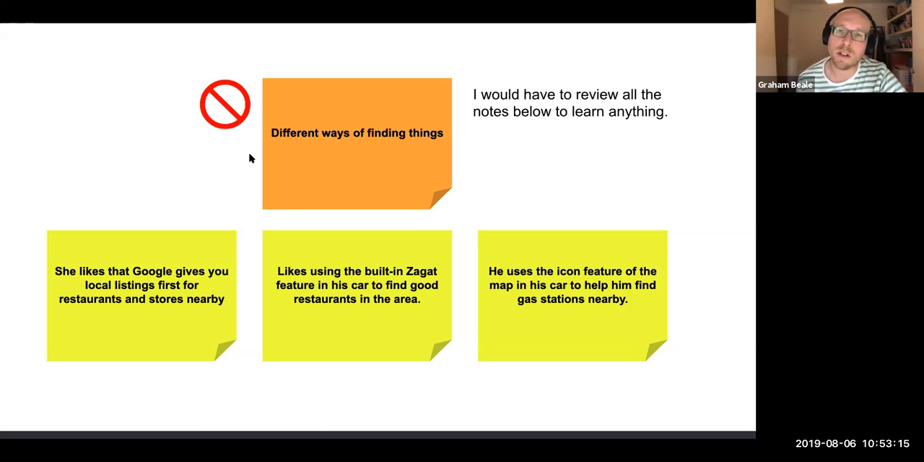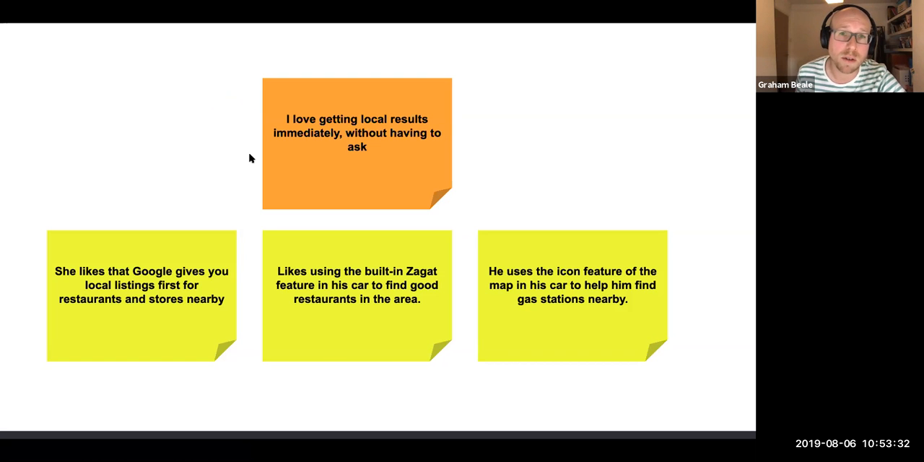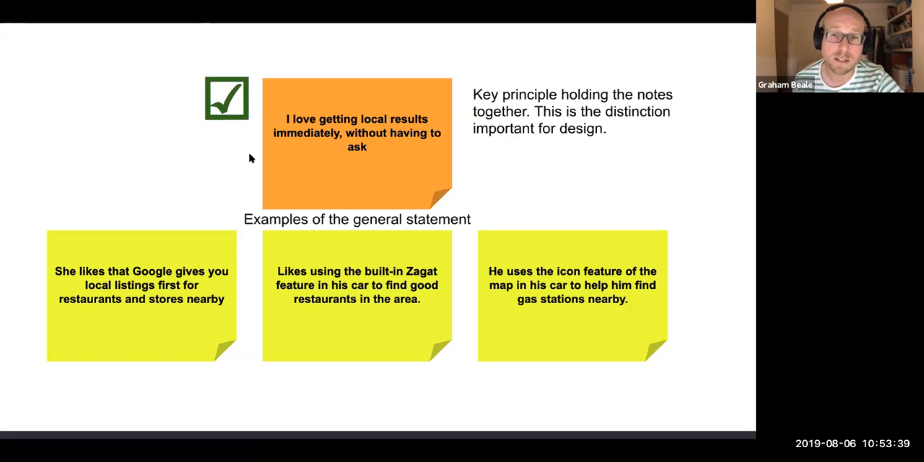With this one, you would not have to review any of the notes below to learn anything. I think sometimes you need to have labels which make you want to go back to some of the reference material and check that the assumption you have from that labeling is correct. So instead you can turn it to, I love getting local results immediately without having to ask. And this is a good example. The key principle in holding notes together, this distinction is important for the design, and they're examples of a general statement.